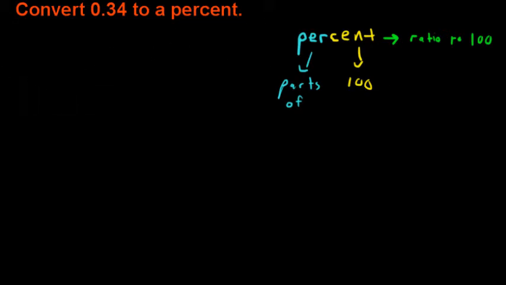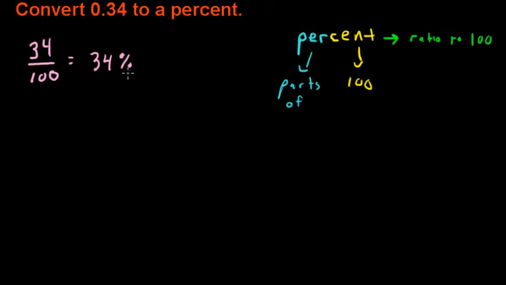The first way we're going to do this, we've got 0 and 34 hundredths. So we would write that as a fraction: 34 over 100. Parts of 100. This is 34 parts of 100. And so it's really simple. 34 parts to 100. So we just write 34 and write the percent sign, which means parts per 100. So 34%. It's really that easy, guys.